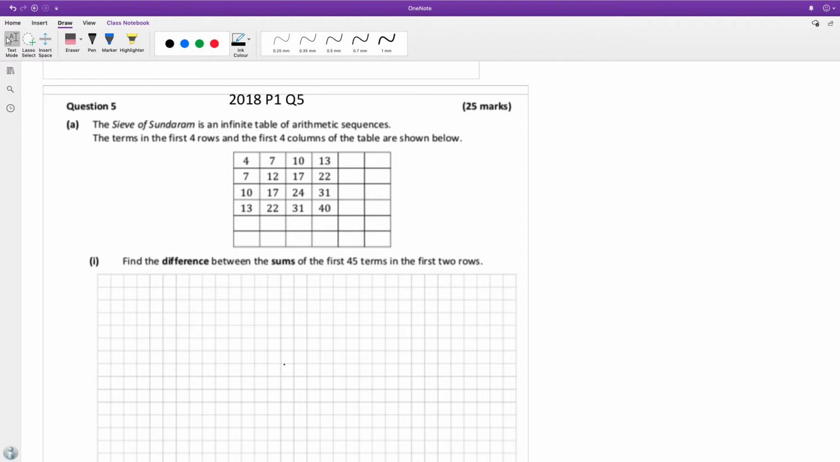What are we going to do? Sorry? Fill out the table first. No need.